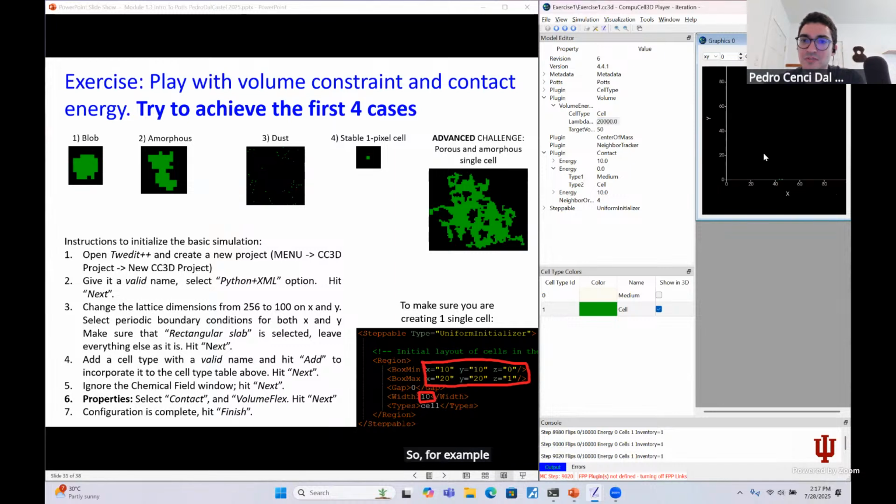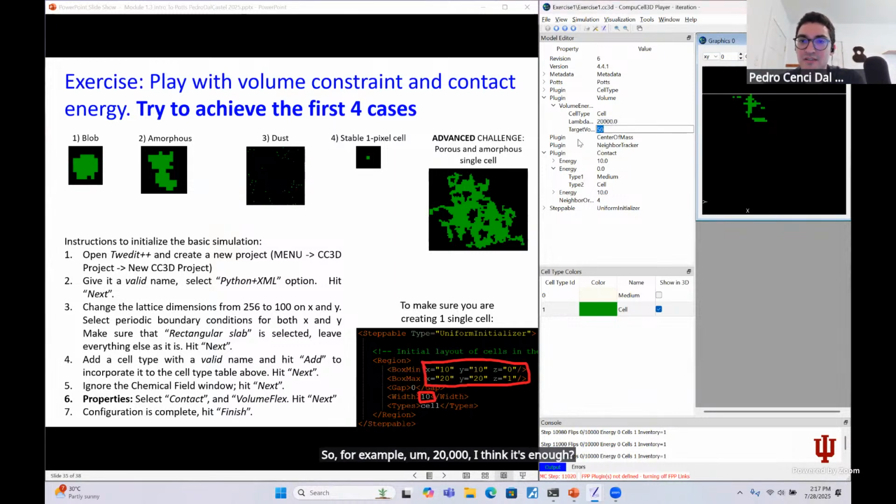So for example, 20,000, I think it's enough. And then you set target volume to 1. There we go, you have 1 pixel cell. Now question, what happens if I do 1.5? Nothing because it's not a float.